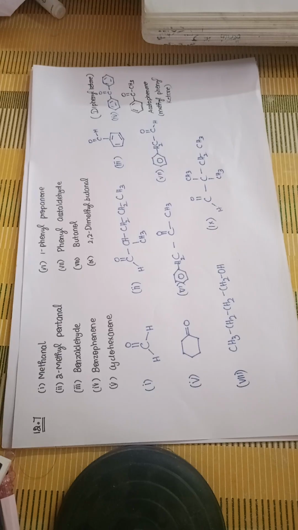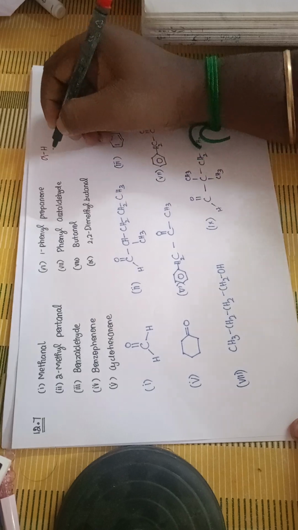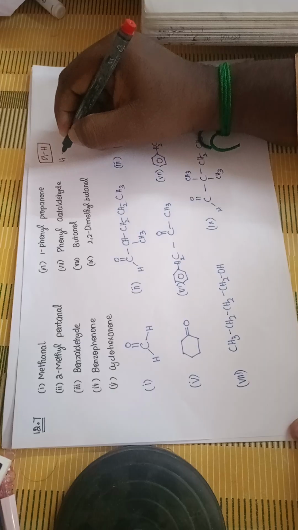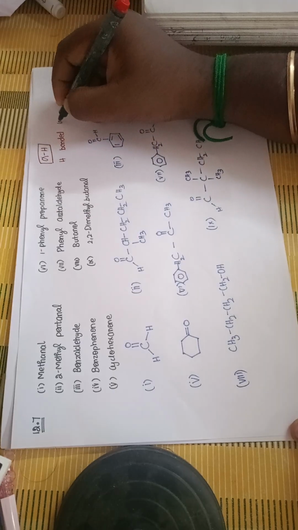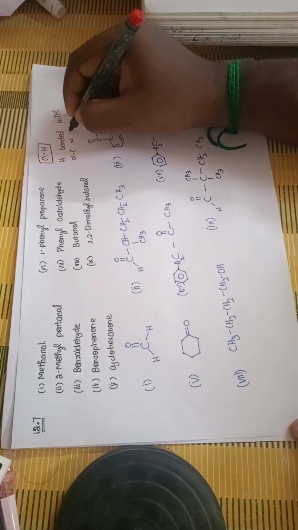Now we need to identify what is meant by alpha hydrogen. Which compounds contain alpha hydrogen? Which compounds do not contain alpha hydrogen? Hydrogen bonded to the alpha carbon is known as alpha hydrogen.